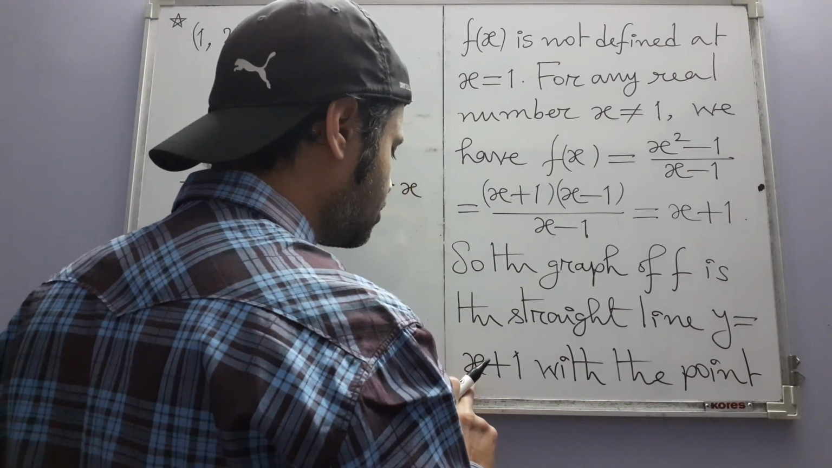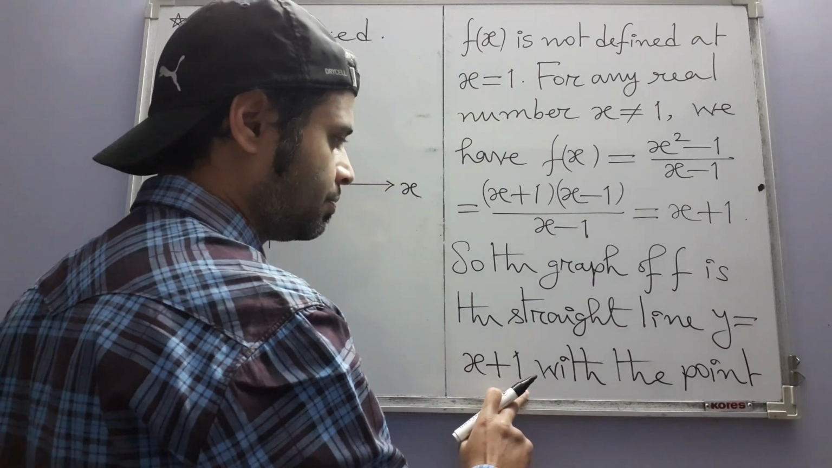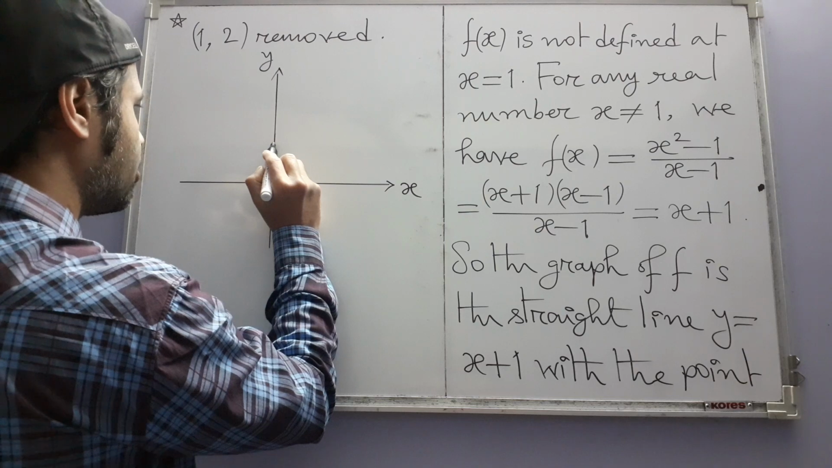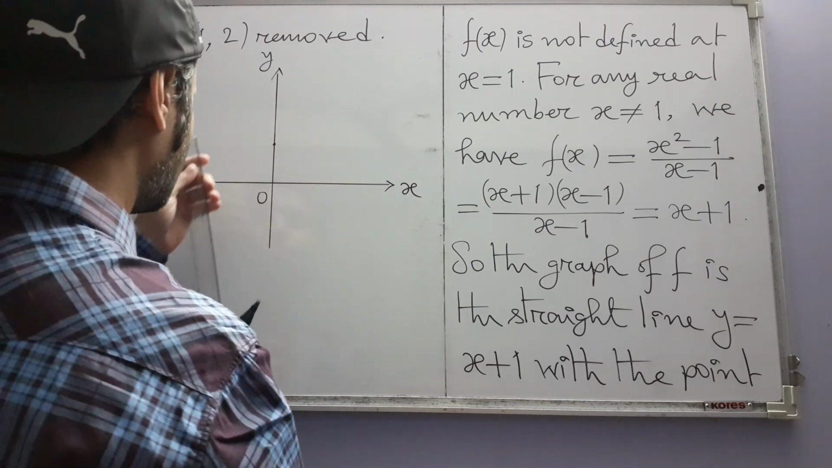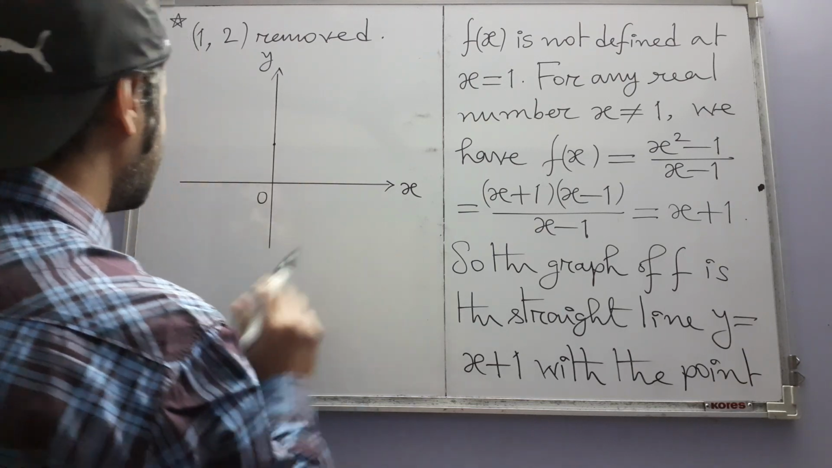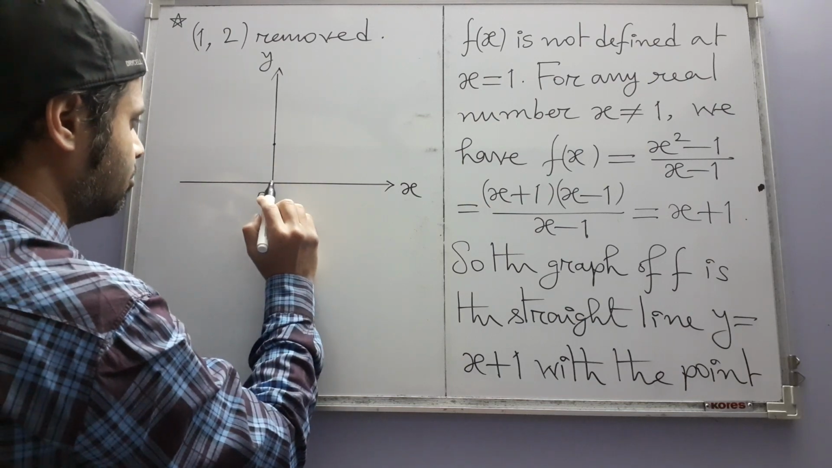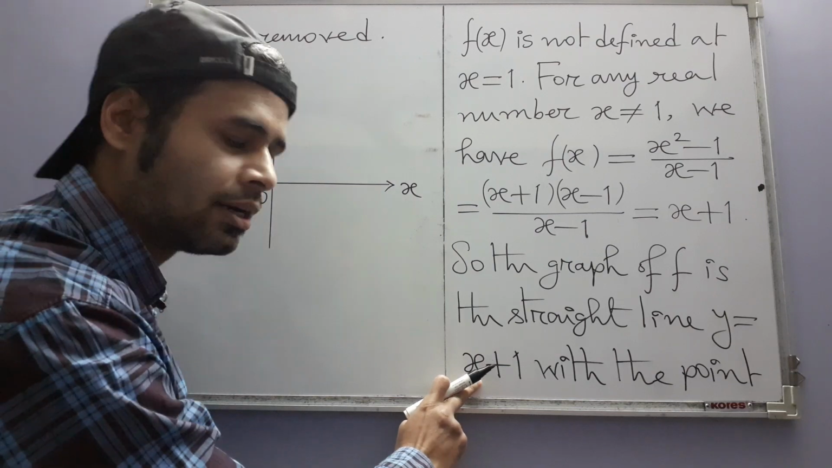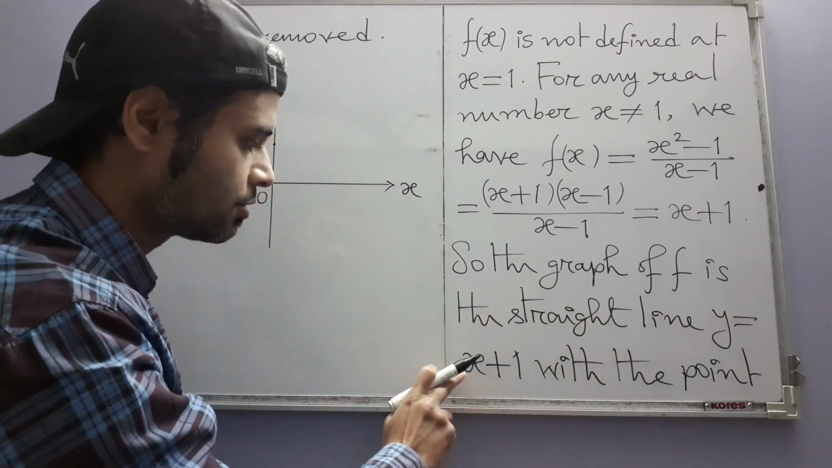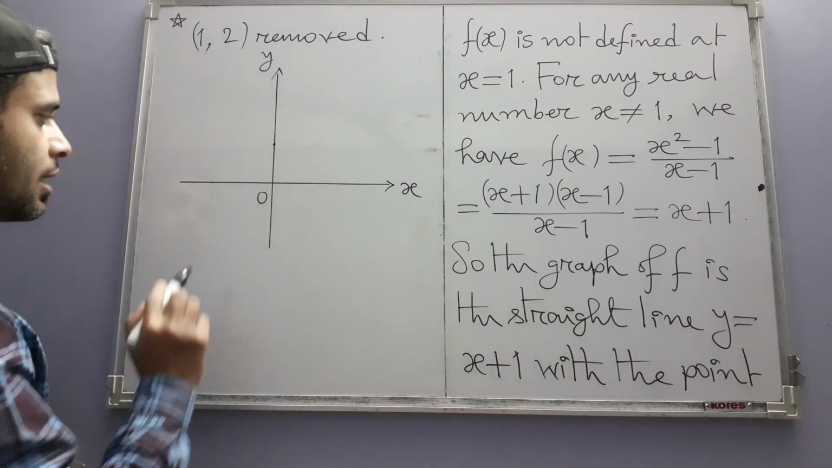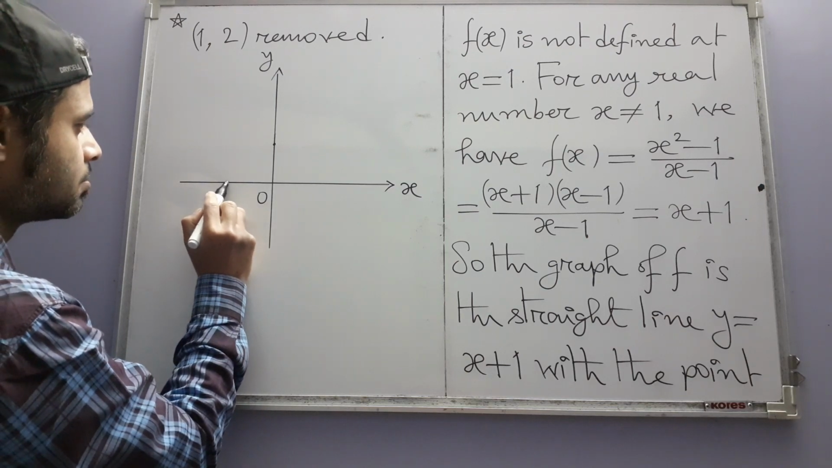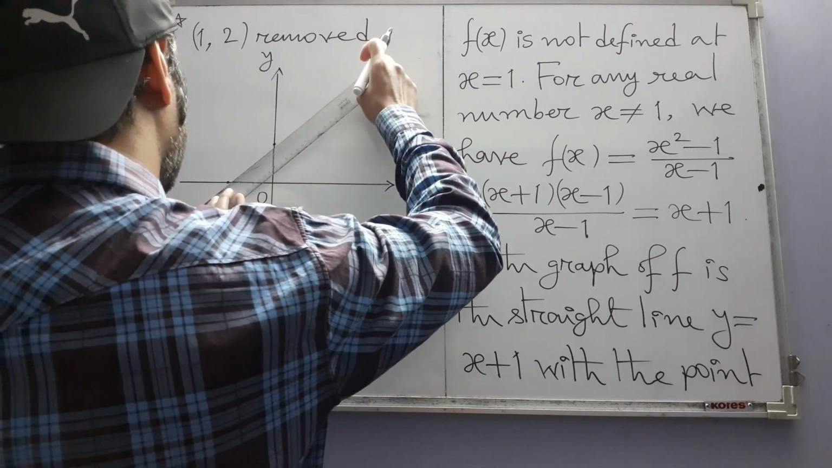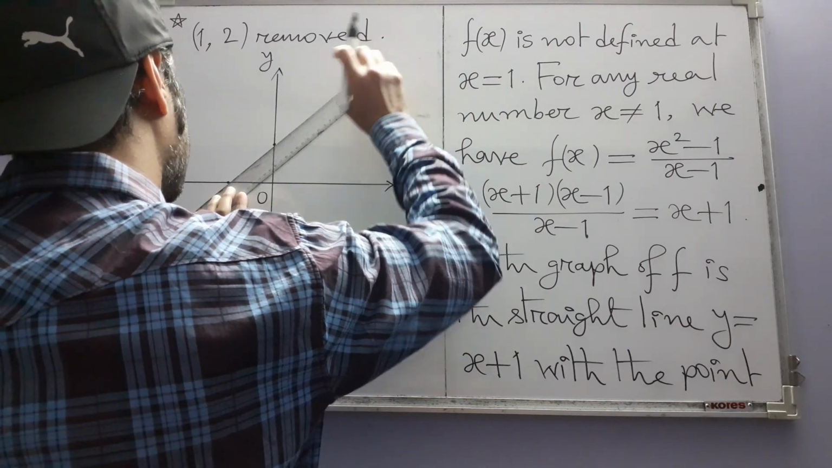So when we put x equal to 0, then y should be 1. That means 0 comma 1 is a point. So this much is 1, and when we put x equal to minus 1, y is 0. So minus 1 comma 0 is another point, which is this point, say. Then our line looks like this.